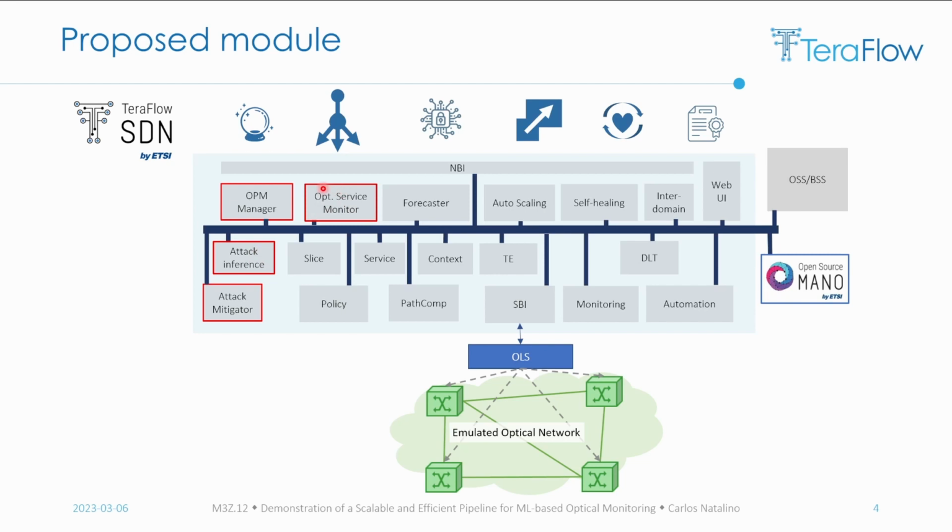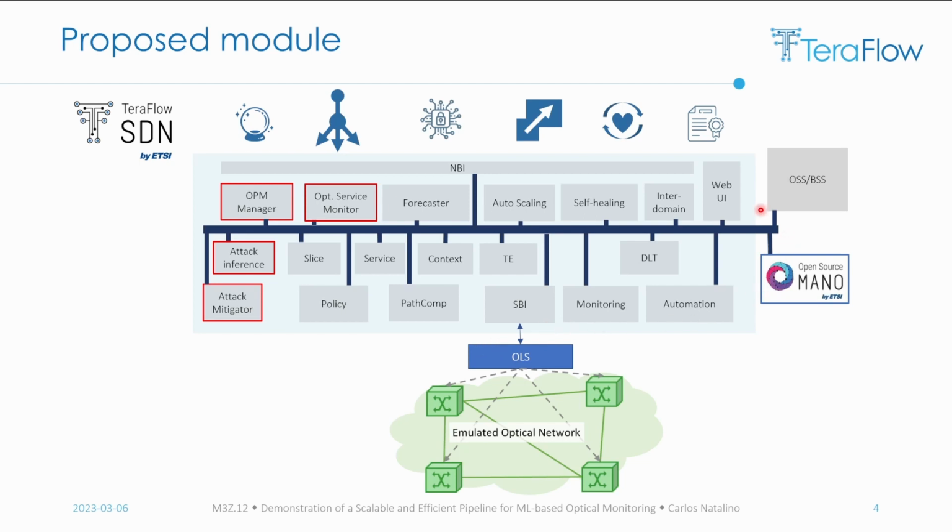And finally, whenever any anomaly is detected, we have also the mitigator that implements algorithms that should be able to mitigate the anomaly detected or the failure or the attack detected, making this attack mitigator be the part of the act in the entire loop.